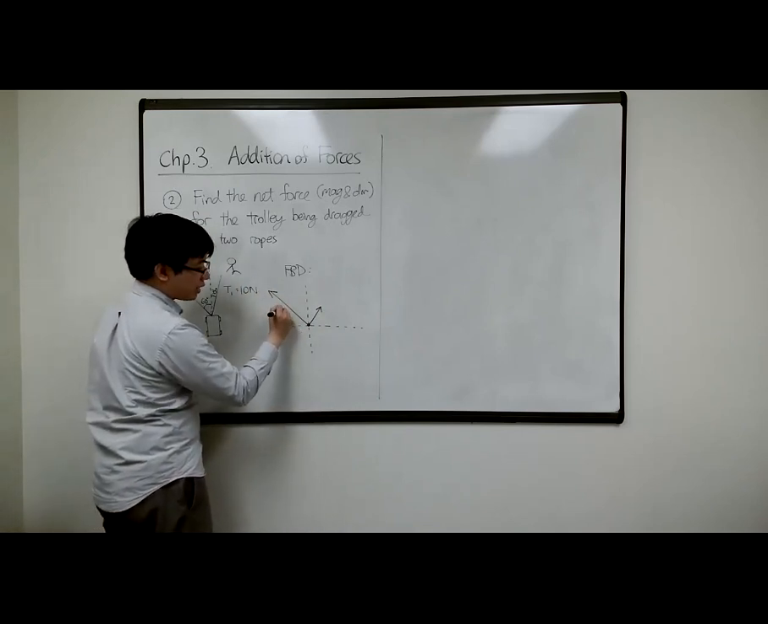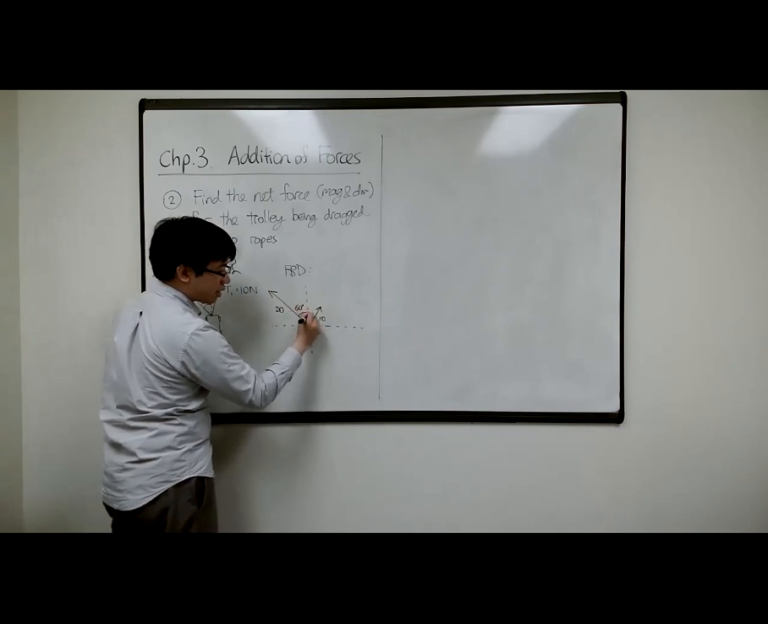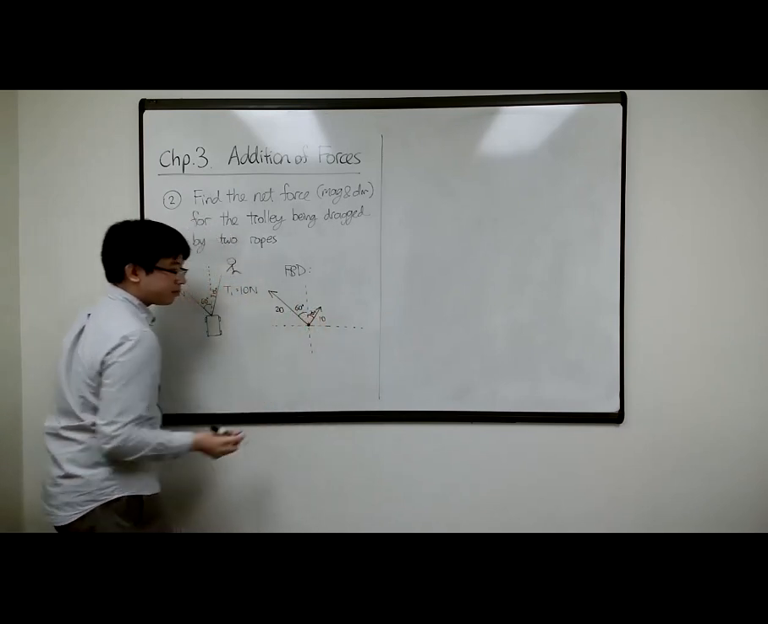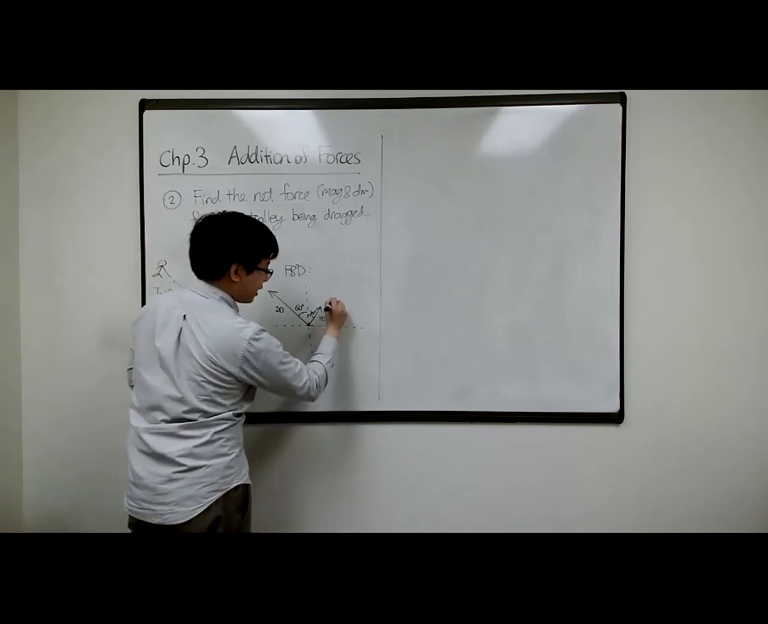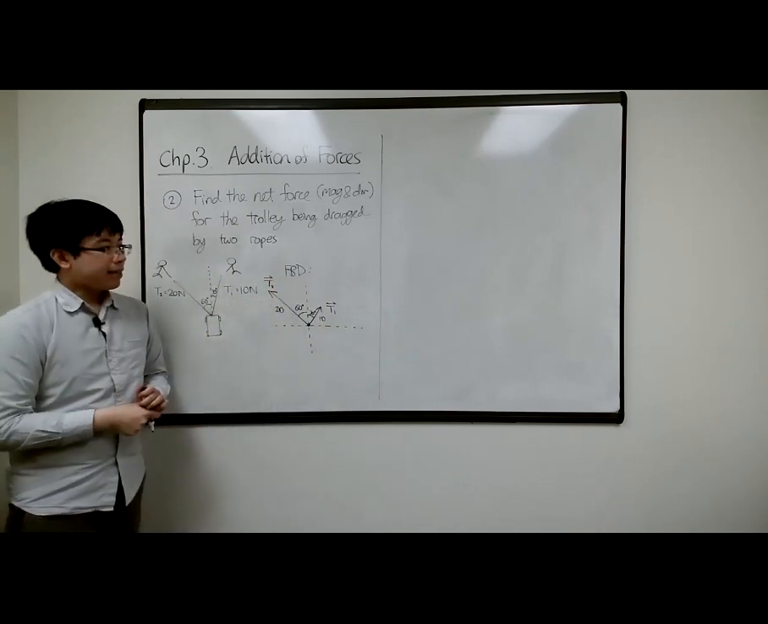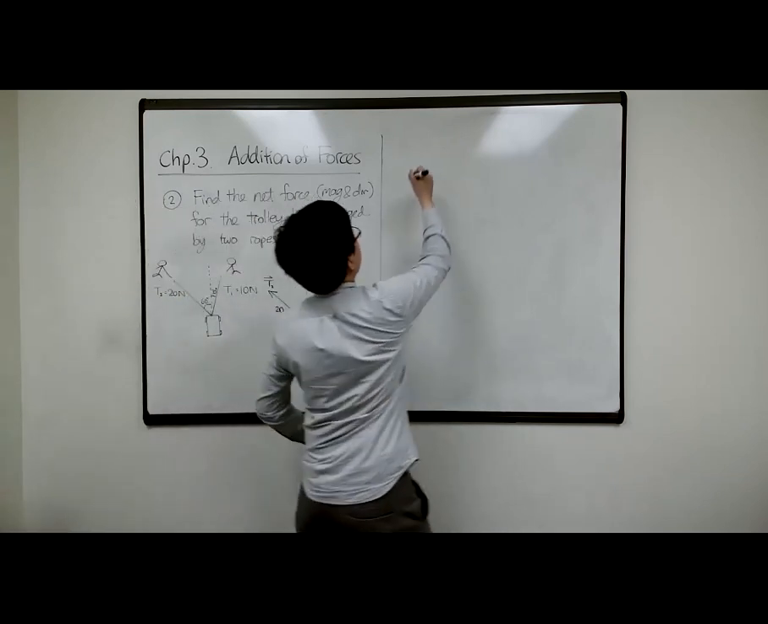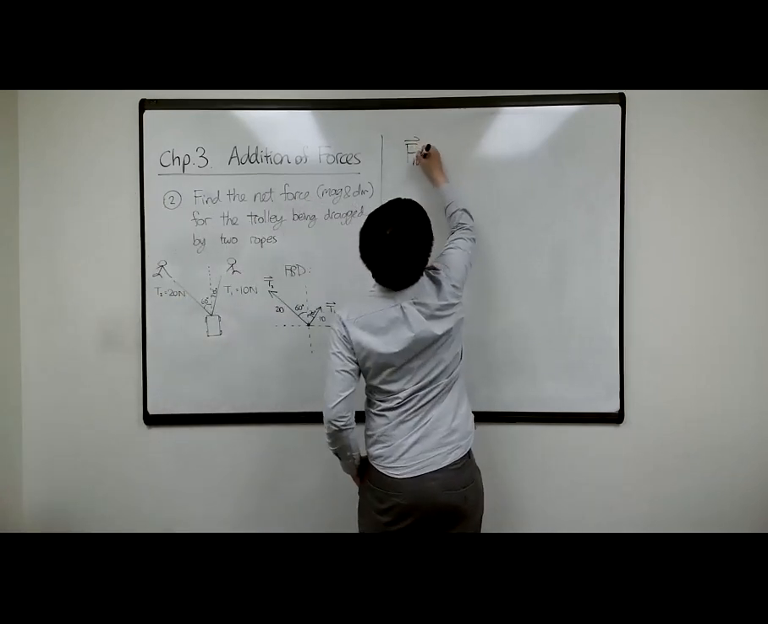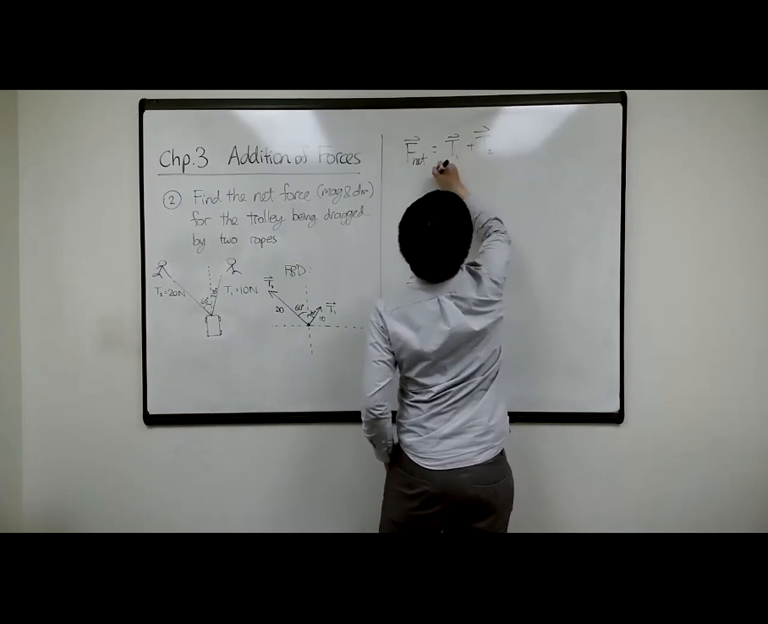So this is 20 newtons this way. This is 10 newtons this way. Let's label all the necessary information over here. Okay, good. And yeah, so this is vector T1. This is vector T2, like this. All right, so now let's add these two together. So we'll find the net force. It's T1 plus T2, like this.